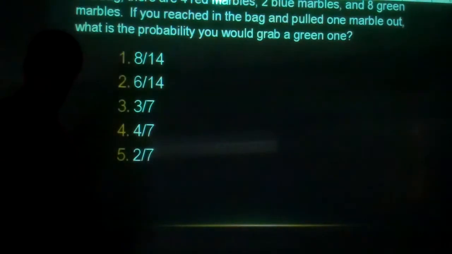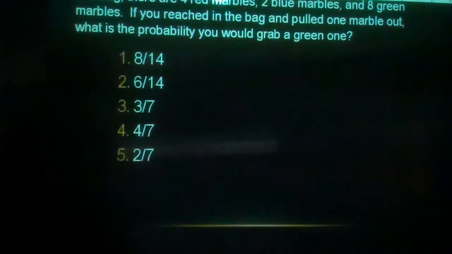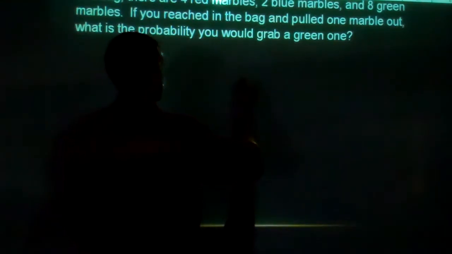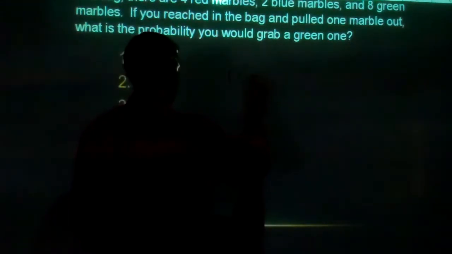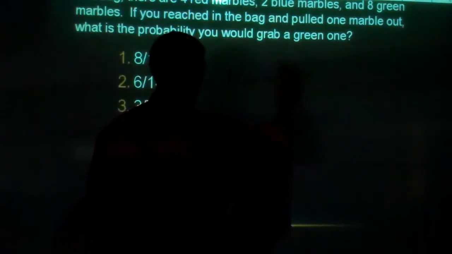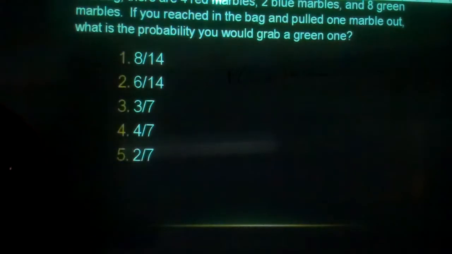And I believe this is our last example here. It says, in a bag, there are 4 red marbles, 2 blue marbles, and 8 green marbles. If you reached in the bag and pulled 1 marble out, what is the probability you would grab a green one? Okay? I'm going to write it like this. Probability of green equals.